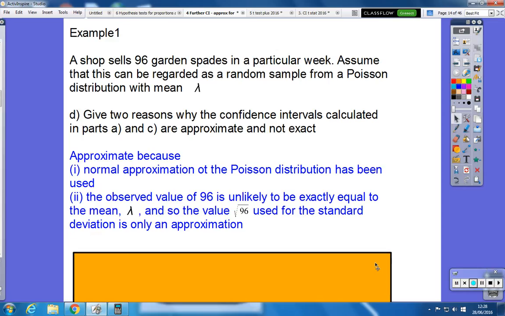And they end up commenting about the fact that your standard deviation is taken off of your mean. So your standard deviation is also an approximation, because we don't know that the mean's right. So how can we be sure?